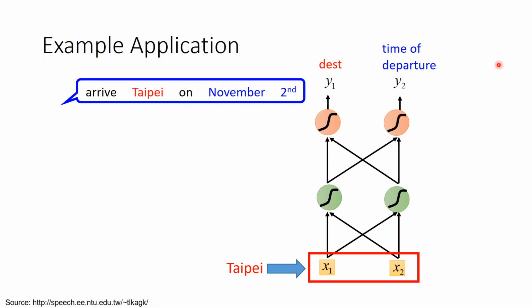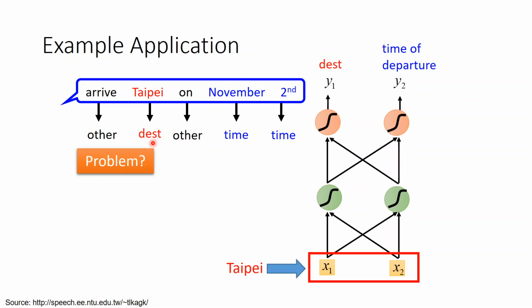And then in the next slide, the sentence is I will arrive Taipei on November 2nd. After this, it may think this arrive is not the keyword for destination or departure time or arrival time, so it will note this is not important, or other words. And then Taipei will be the destination, not important, and this is time. And why is this sentence a problem?